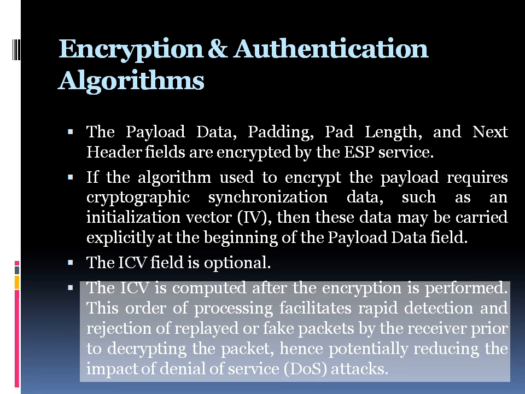Now the order of processing facilitates rapid detection and rejection of replayed or fake packets by the receiver prior to decrypting the packet. So the reason for this particular order is that the receiver can easily detect and reject the fake packet. And hence, as a result, the impact of DoS or denial of service attacks is potentially reduced.